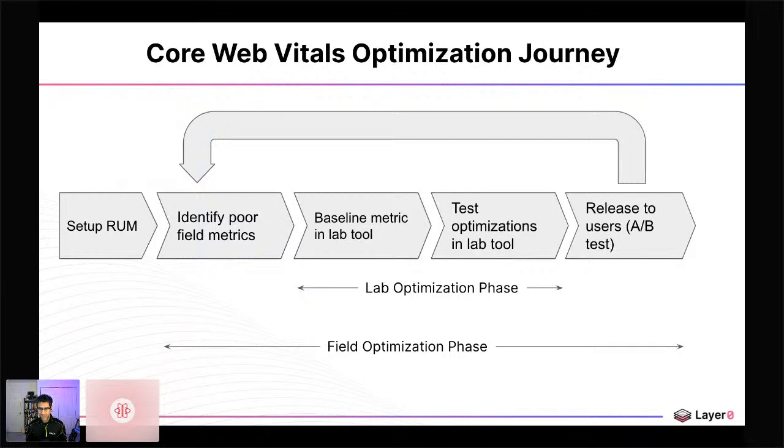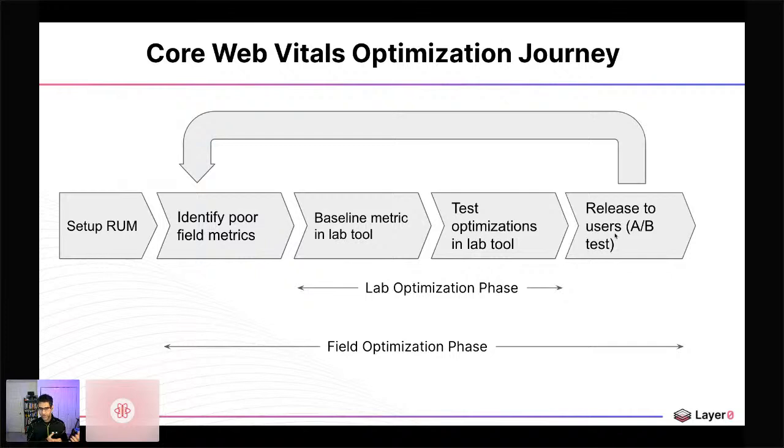And then once you've completed that lab optimization phase, you don't know if you're actually going to improve the Core Web Vitals of your users. And we've had clients do this. They think they've actually improved it, they roll it out, and it turns out it doesn't improve things. So what you need to do is release it to your users, preferably in an A/B test.